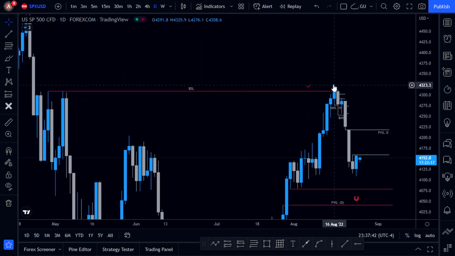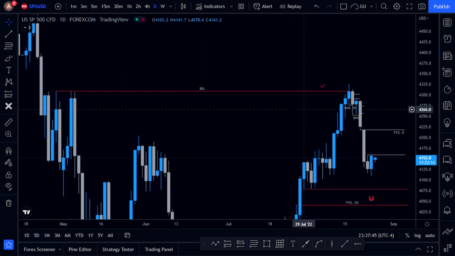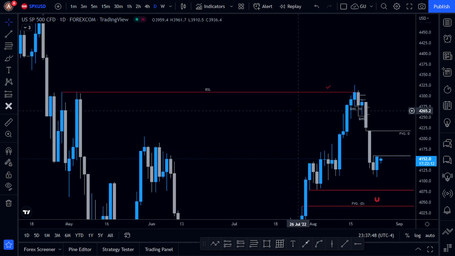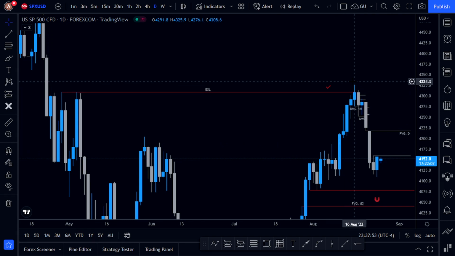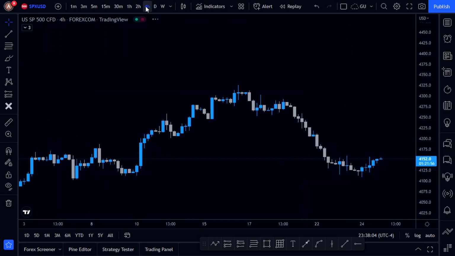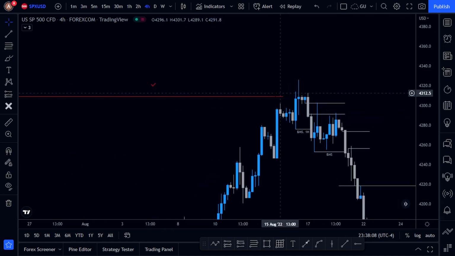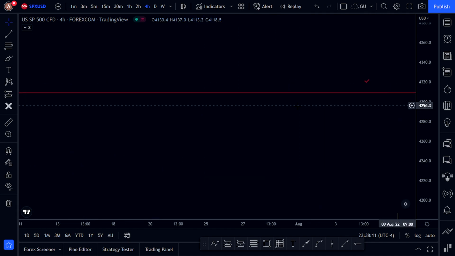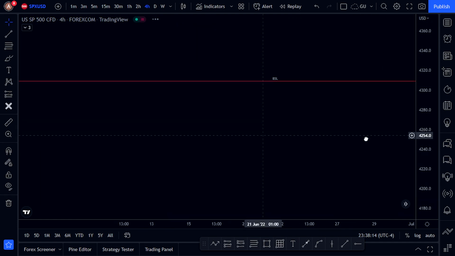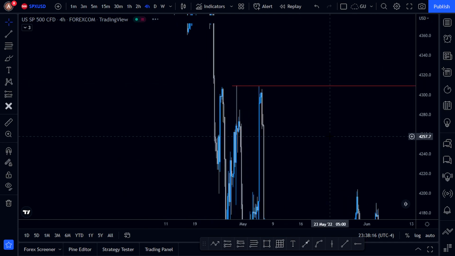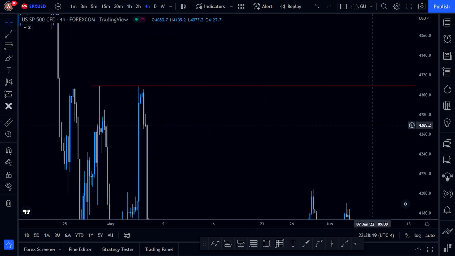The price ran it. Now, for you to trade liquidity runs, you want to see after the liquidity has been taken, a displacement and a break in market structure. So let's go down to the 4-hour. On the 4-hour, this is the high, the equal high that I showed you. This is the equal high that was taken.